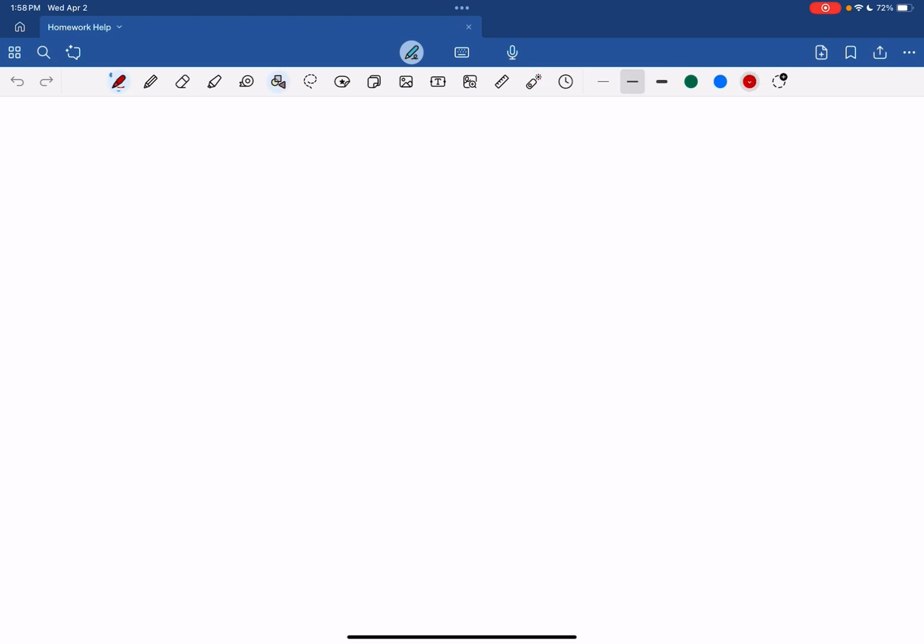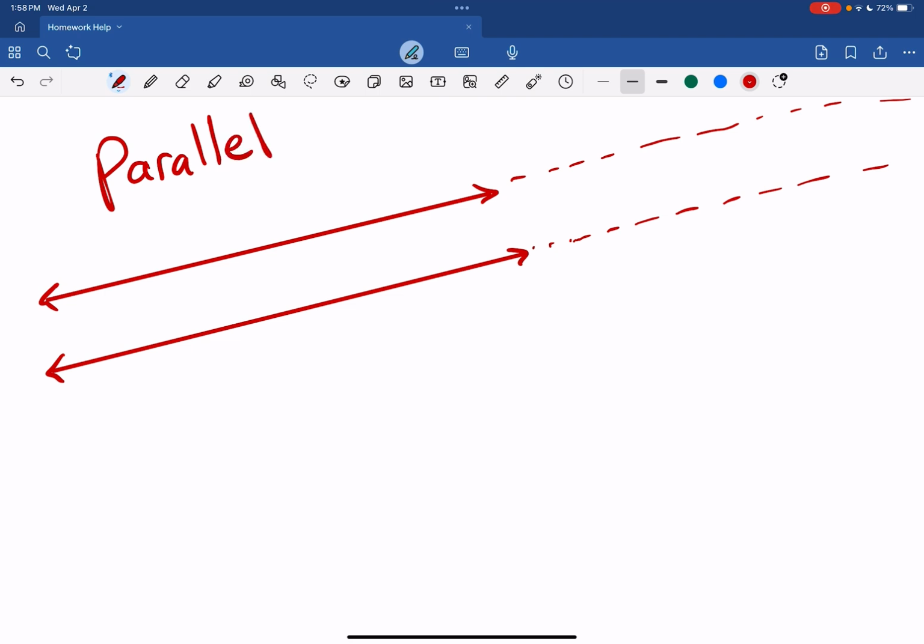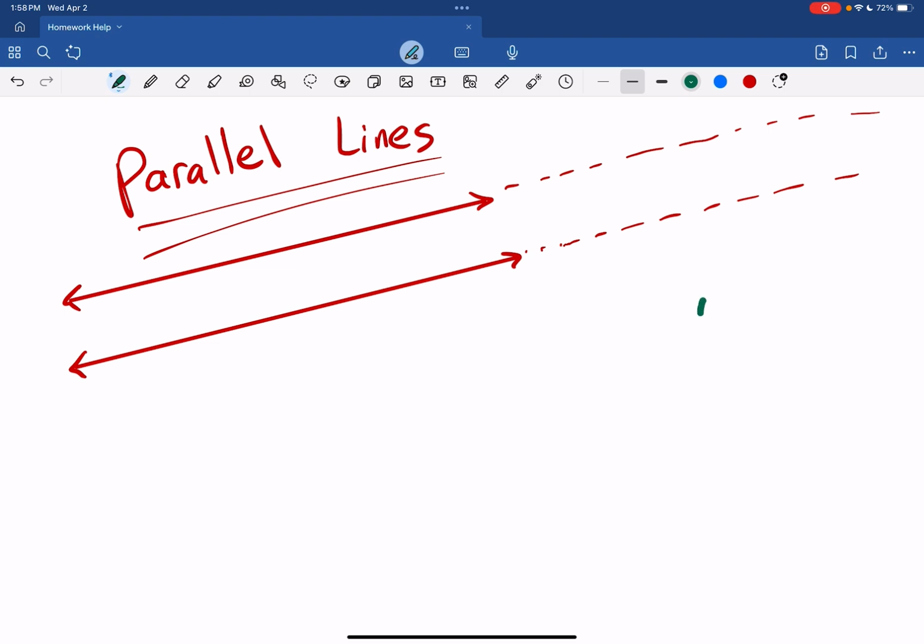Parallel lines means two lines that go in the same direction and they will never cross paths. They go the same way forever in both directions. Even if we extended them and they kept going, they would never cross each other. They would just keep going straight in the same direction. So we say they are parallel lines.